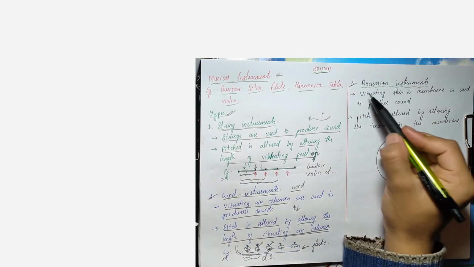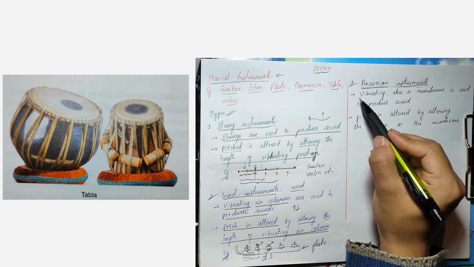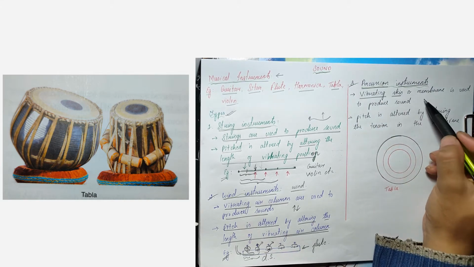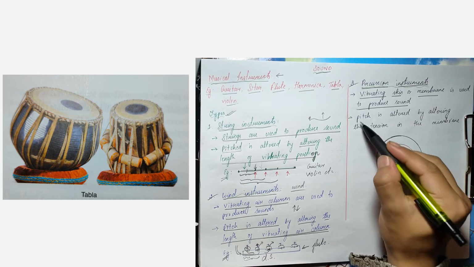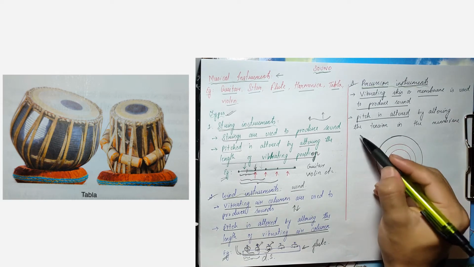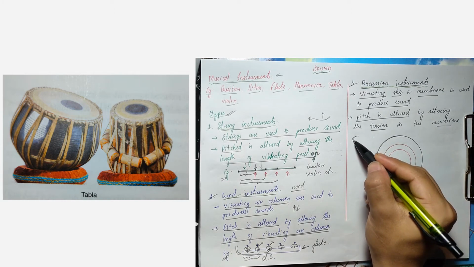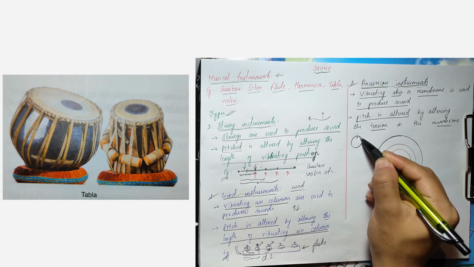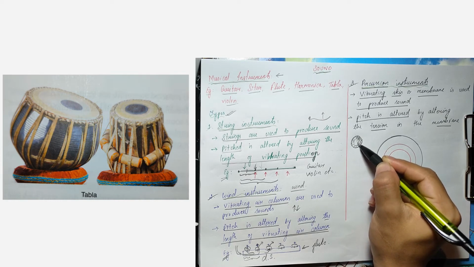The third category is percussion instrument. Here a vibrating skin or membrane is used to produce sound. Pitch is altered by altering the tension in the membrane. That means making it very stretched or making it loosely stretched.